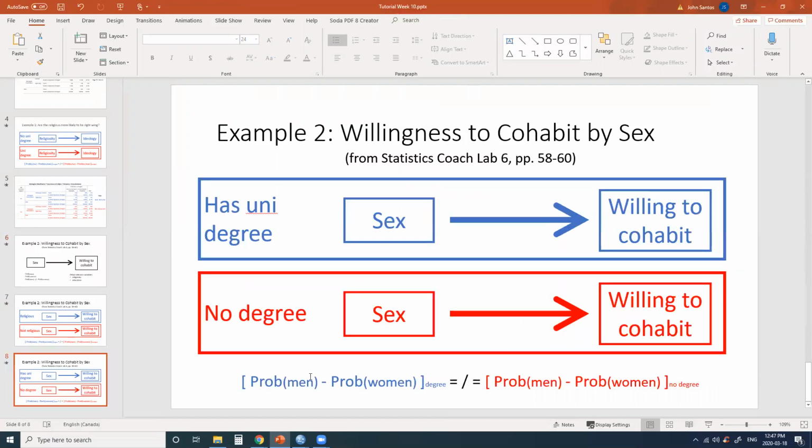And so operationally speaking, again, having a university degree or some post-secondary education, the gender gap, or the gap between the sexes in terms of willingness to cohabit, is going to be different from the gap between the sexes on willingness to cohabit amongst those without a university degree or without post-secondary education.